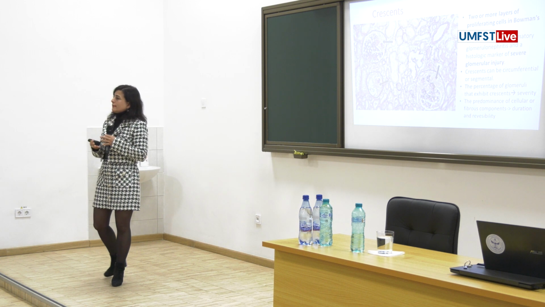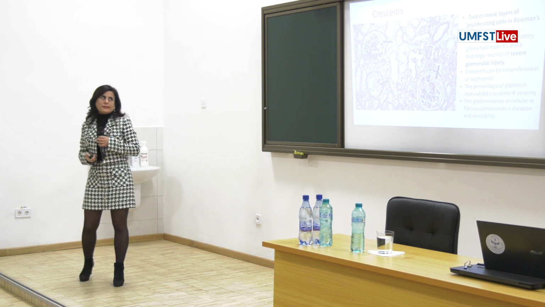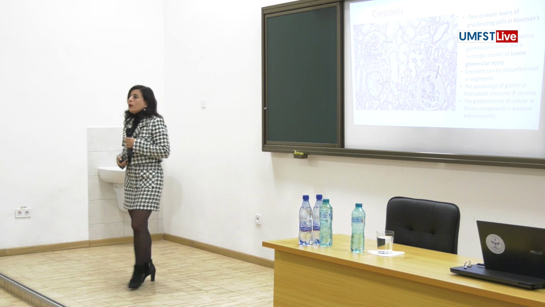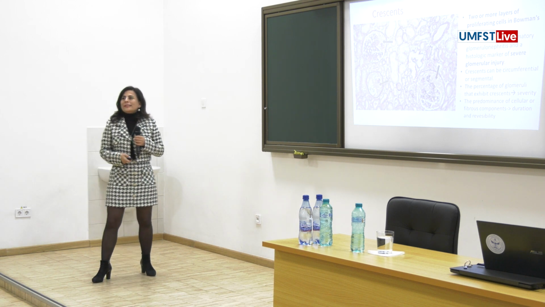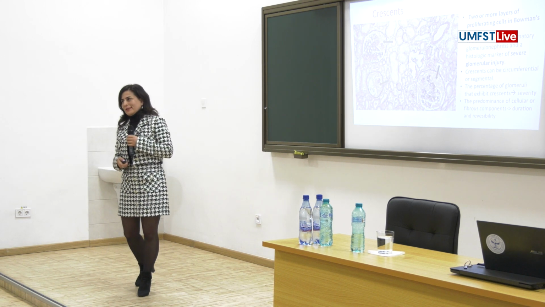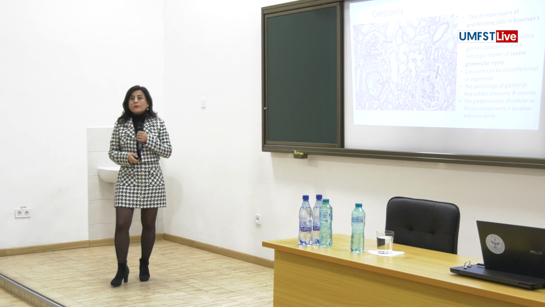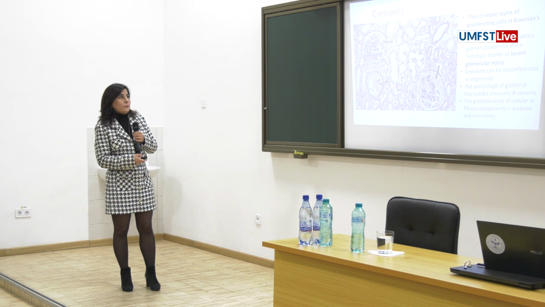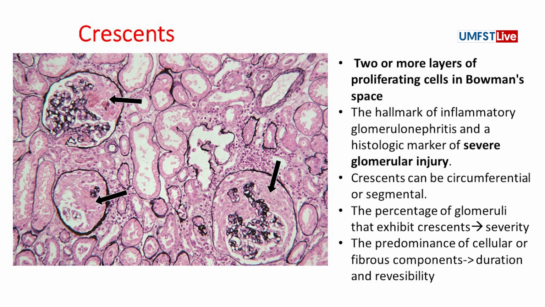Another important injury finding is crescents. Usually if we see crescents, it's an emergency diagnosis for us. We call our colleagues from nephrology. We see crescents. Is there necrosis or not? It's necrotic or non-necrotic, because they immediately start their therapy for the cases. What we see is two or more layers of proliferation in Bowman space here. As you see here, it's a huge one. It's the hallmark of severe injury of the kidney and glomerulus.